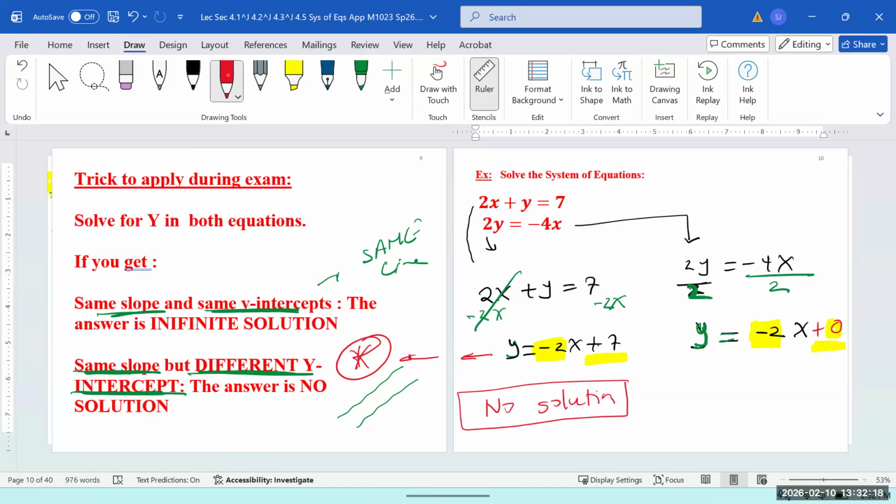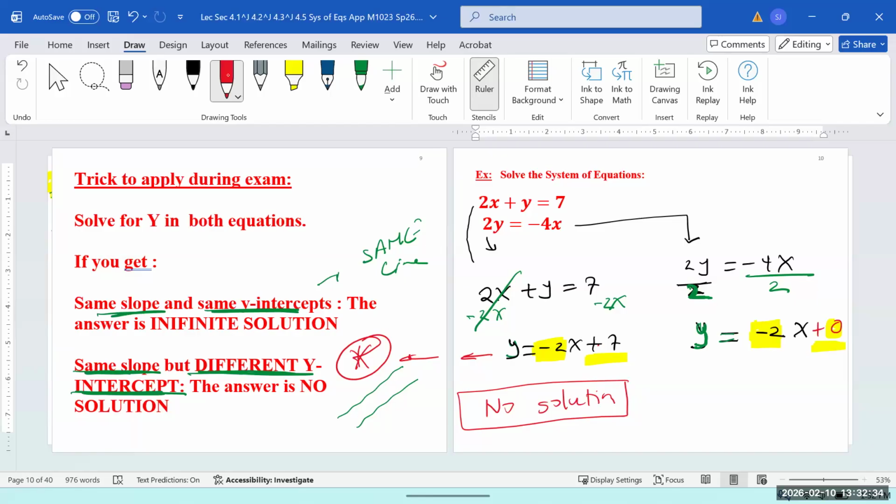Go ahead, Joshua. I have a question. What if there's a different slope in one of the equations? Then you don't have infinite solutions or no solution. You're going to have a unique solution. It means you really need to solve for x and solve for y.